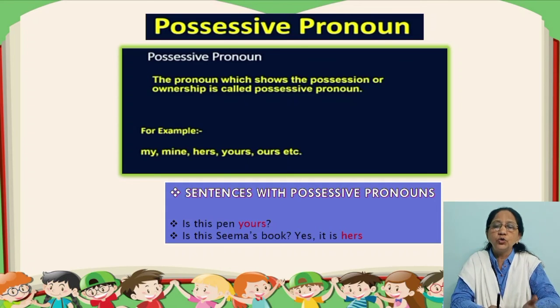I just want you to learn the definitions of each type of pronoun with at least 2 examples. So we will meet you in the next class with a new lesson.